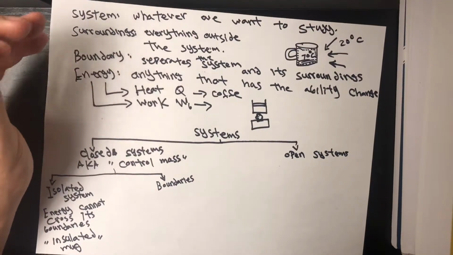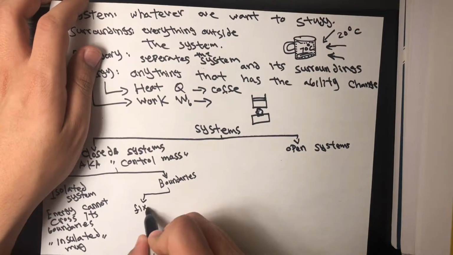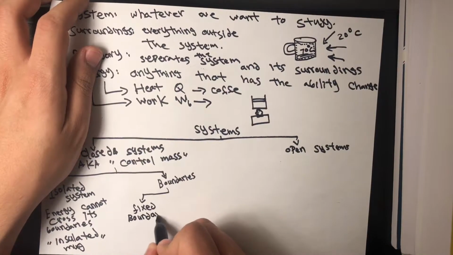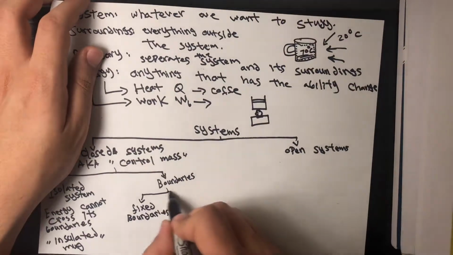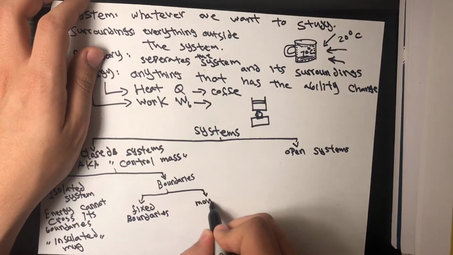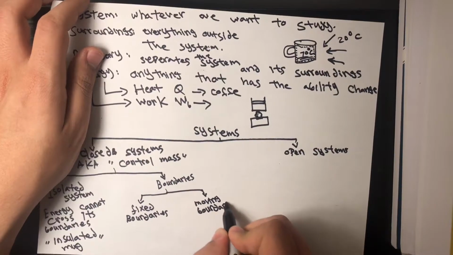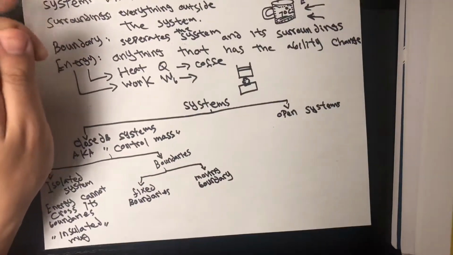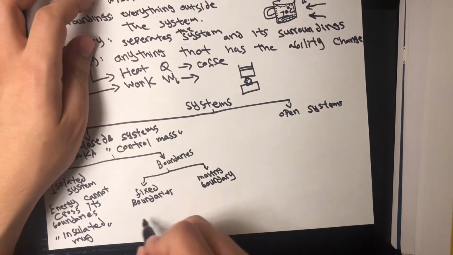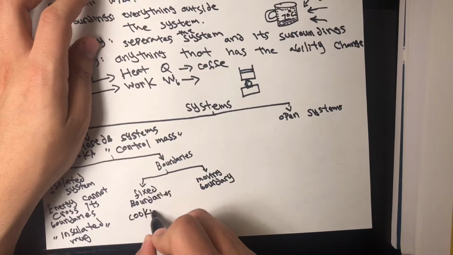You could have a system with fixed boundaries where energy does cross, unlike an isolated system. Or you could have a system with moving boundaries, or moving boundary. Let's get used to calling it a boundary. So an example of that would be cooking for fixed boundaries. Cooking meat.